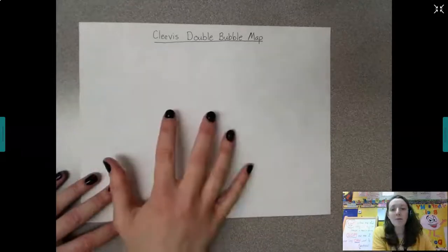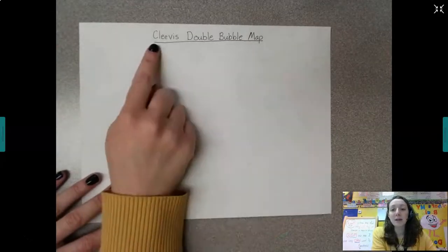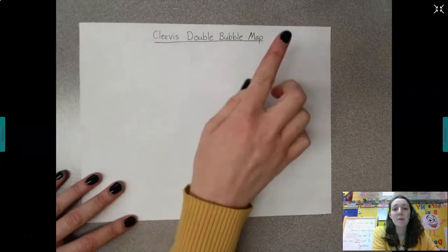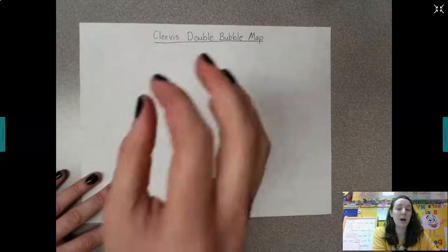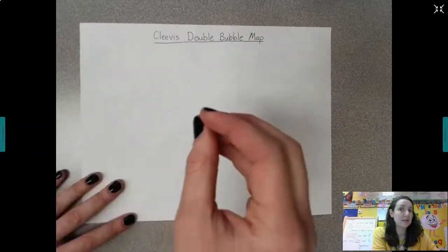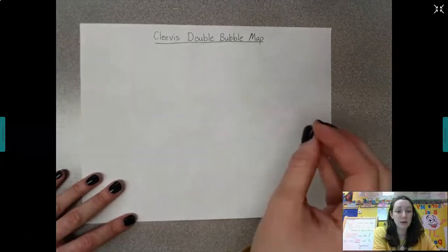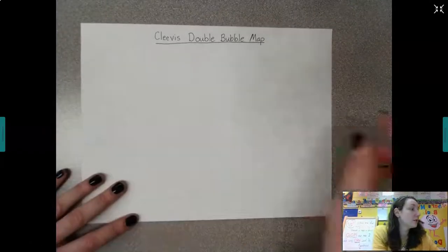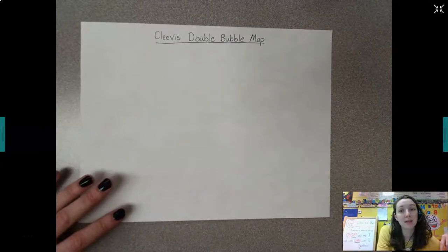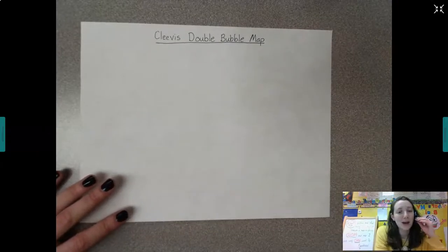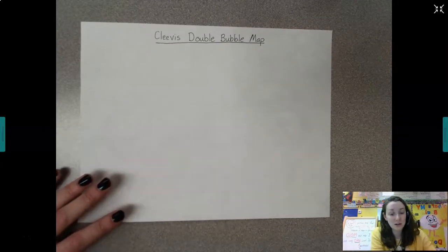So as with any of our thinking maps, I have my title. So this is my Clevis double bubble map. Now I'm going to be comparing old Clevis, like Clevis at the beginning of the story, with new Clevis. Okay, so you'll be using Clevis too. So maybe if you can pay attention to some of the things that I have, you can maybe use them on your Clevis side of your map.